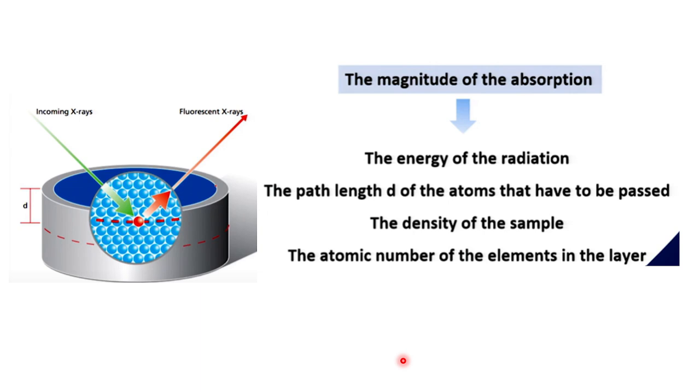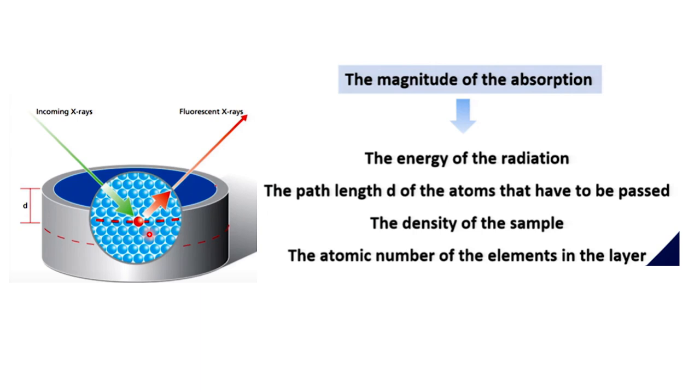Now the magnitude of the absorption depends on the energy of the radiation, of course, that if it is too high, it cannot absorb too much, it will pass through the nucleus. And next is the path length. So if this is the D, and the incoming X-ray is coming here, and from here the atom is present, it is ejecting out, so that also depends on the energy of the incident X-ray and how much depth it can penetrate. The next is the density of the sample. So the higher the density, the absorption will also vary.